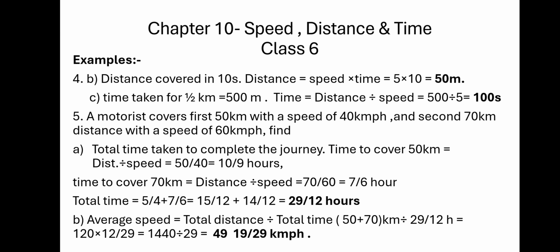So time to cover 70 km. Now in the second 70 km, he has changed the speed to 60 km per hour. So naturally the time will be different, because since the distance covered and speed is different, the time taken will be different. That is 7 upon 6 hours. So 5 upon 4 plus 7 upon 6 is the total time taken for their journey.